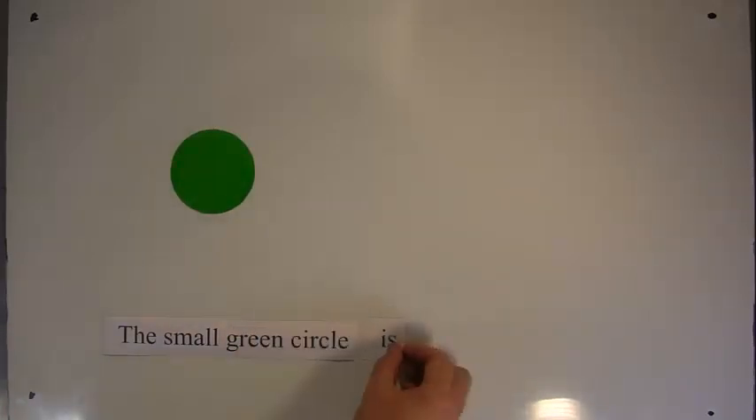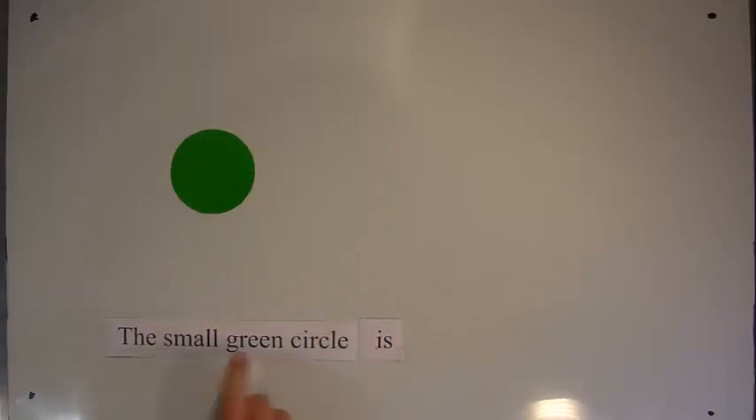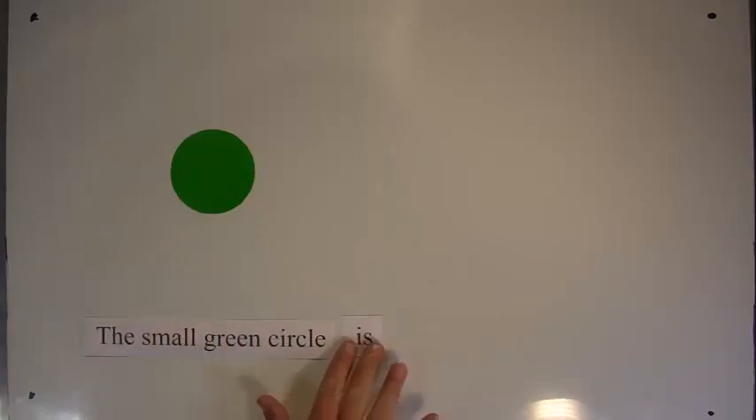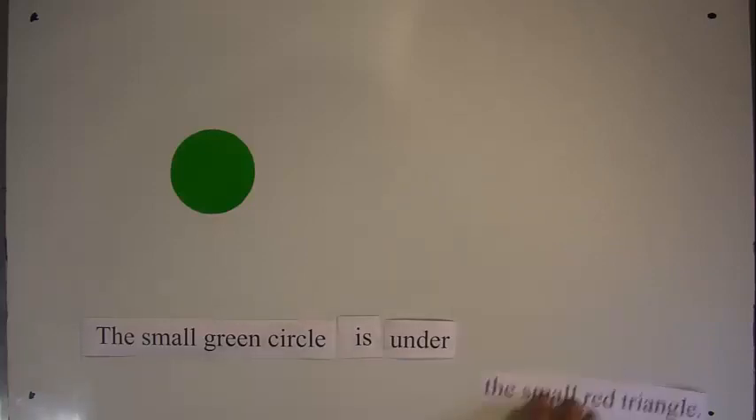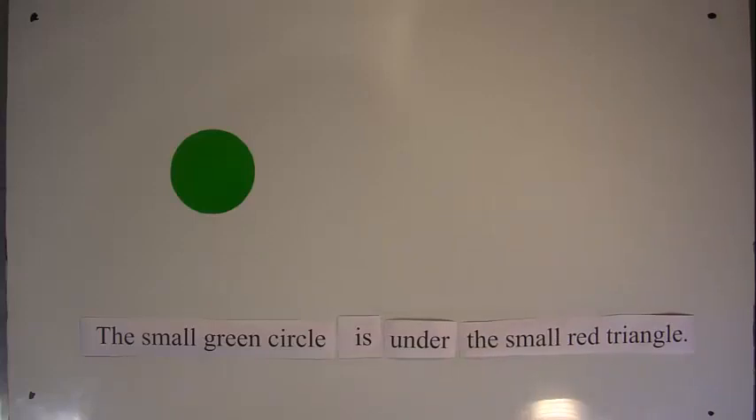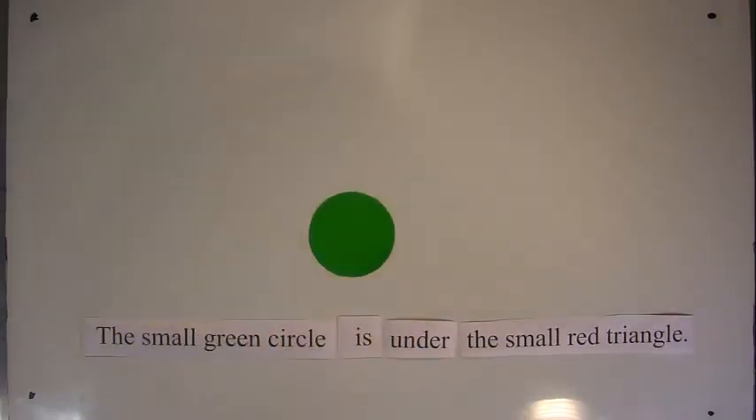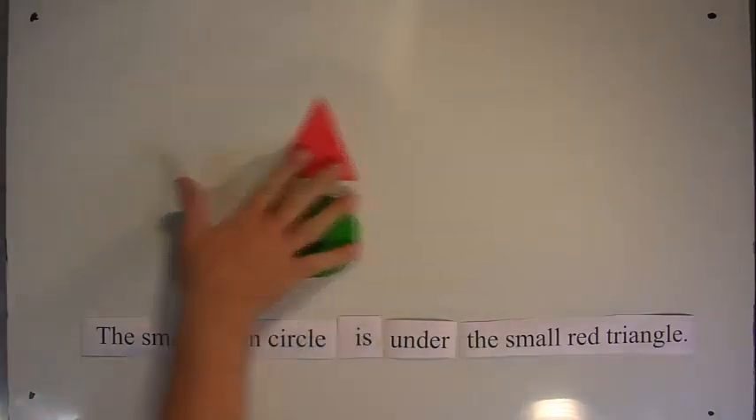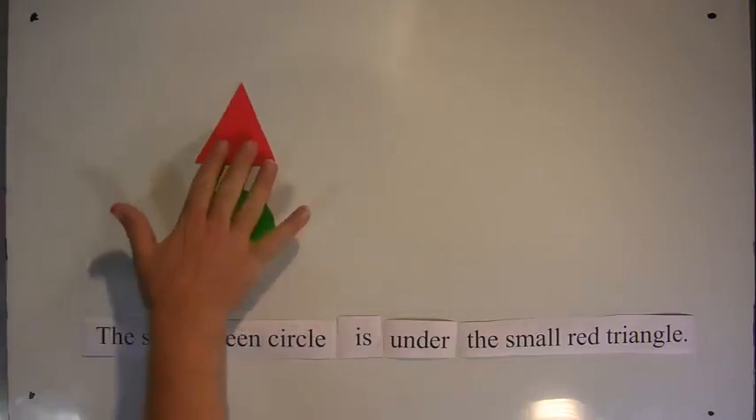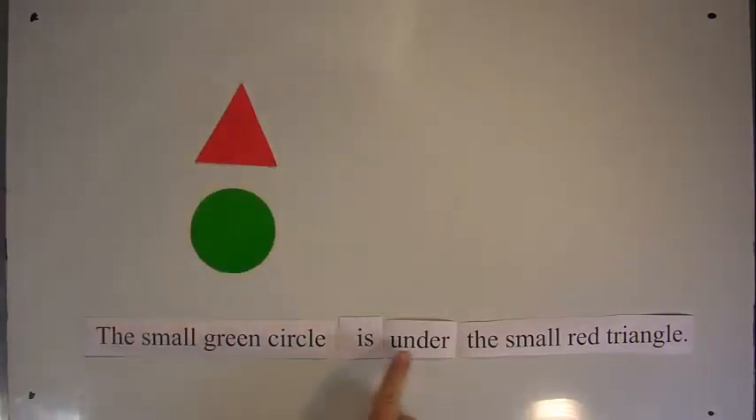This is a very important word. The word is. The small green circle is, where is it? It's under the small red triangle. So the small green circle is under the small red triangle. Okay, so let's move this over a little bit. And we have the small green circle is under the small red triangle.